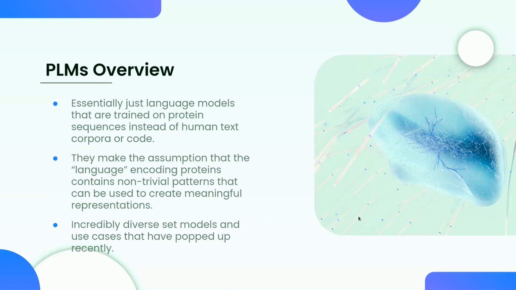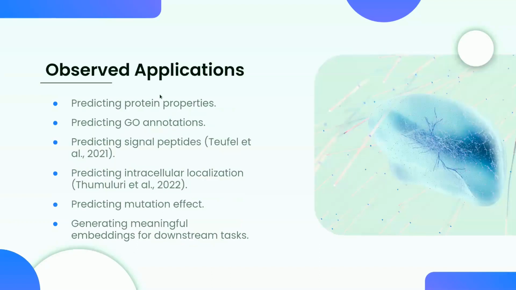As we've seen over the last couple of years, there's a very diverse set of different language models that have popped up, and they all make very meaningful representations for downstream applications. Some of the observed applications for these models include predicting protein properties, GO annotations, signal peptides, and even predicting things like mutation effect and intracellular localization. So it's a very cool and emerging field.